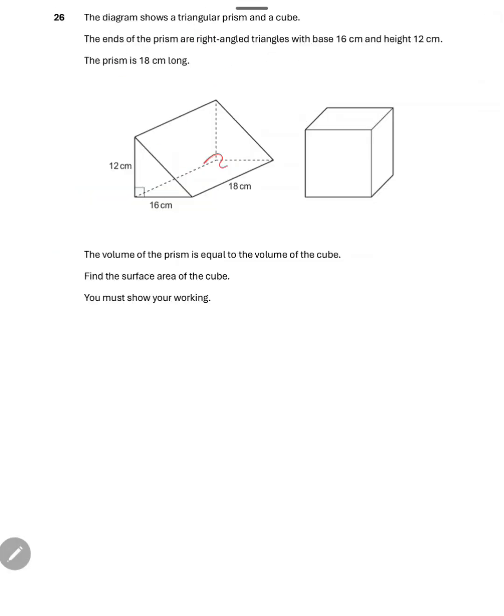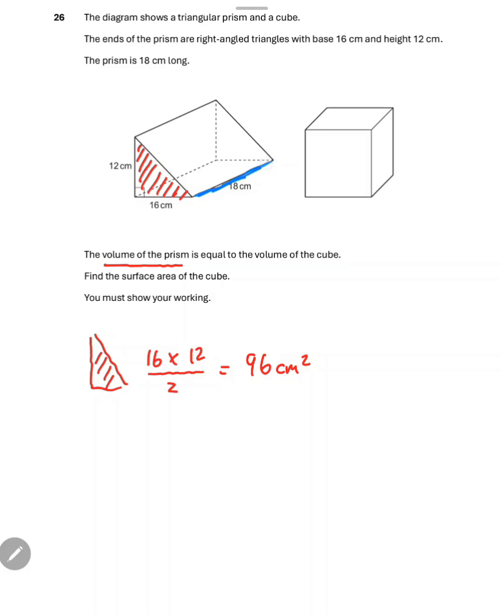And final question on this paper, we've got a prism and a cube, and the first lines are just talking about these shapes. This here says the volume of the prism is the same as the volume of the cube. So let's do the volume of this prism. What we're going to do is work out the area of that triangle, and area comes from base times height divided by 2. Area of a triangle, base times height divided by 2. And that comes out at 96 centimeters squared. Now that's the area of the face. If I want the volume, I now need to times by that length. So I'm just going to hit times 18 on my calculator. And we get 1,728 centimeters cubed. That is the volume of the prism.